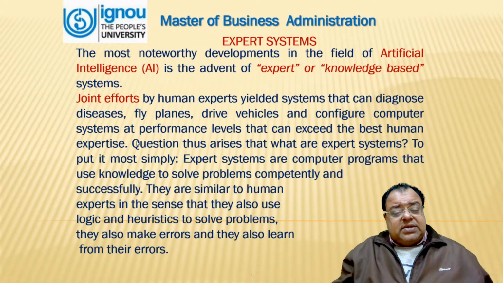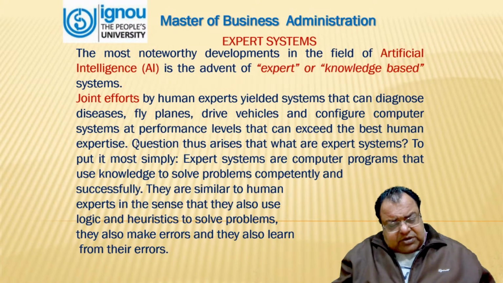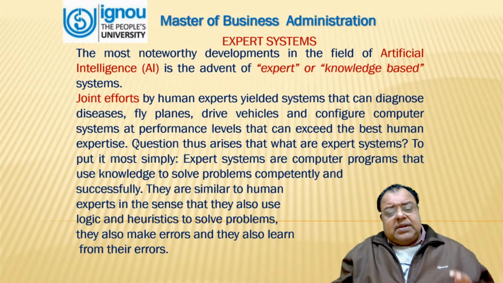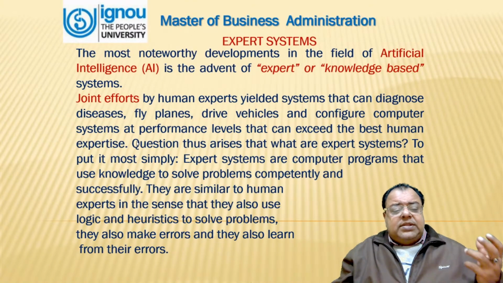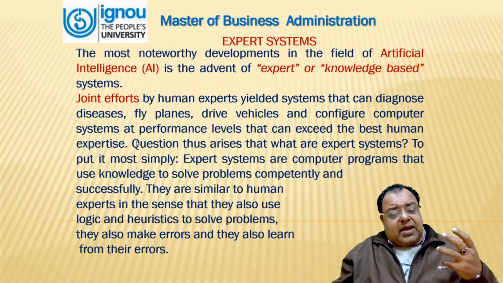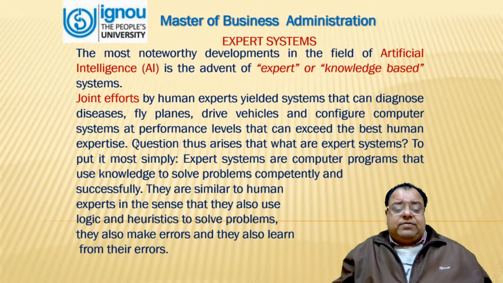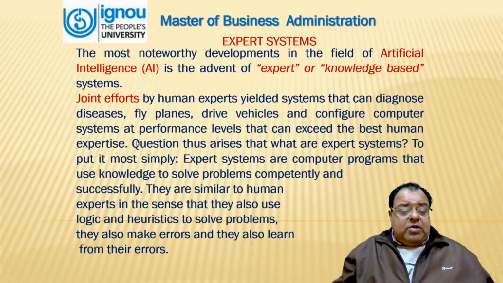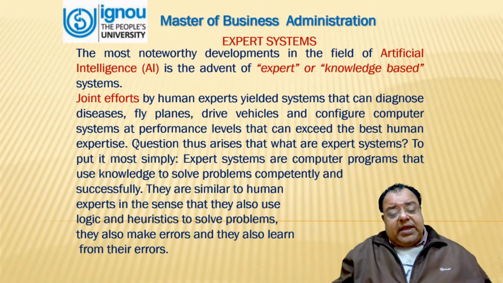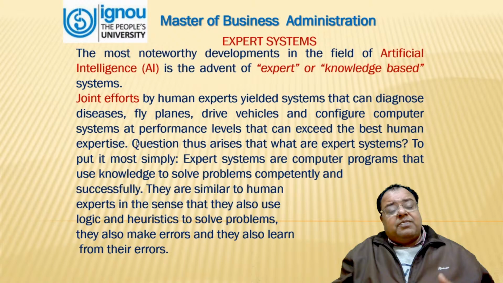The question thus arises: what are expert systems? To put it more simply, expert systems are computer programs that use knowledge to solve problems competently and successfully. They are similar to human experts in the sense that they also use logic and heuristics to solve problems. And they also make errors and they also learn from their errors.